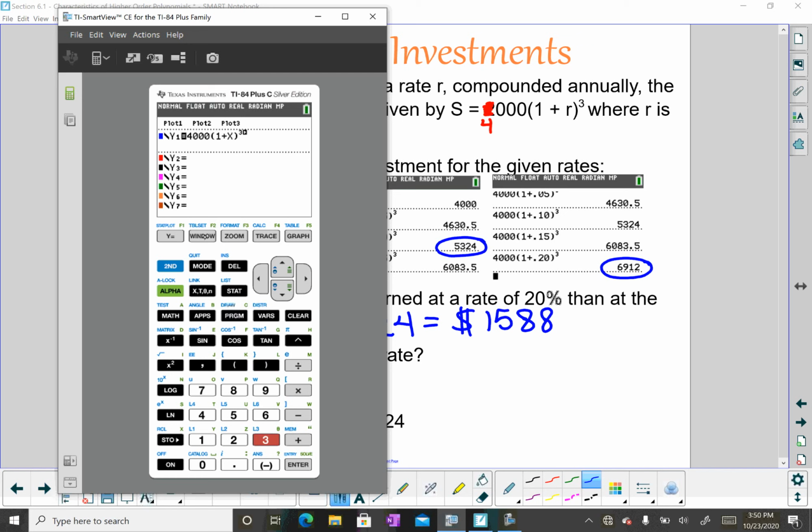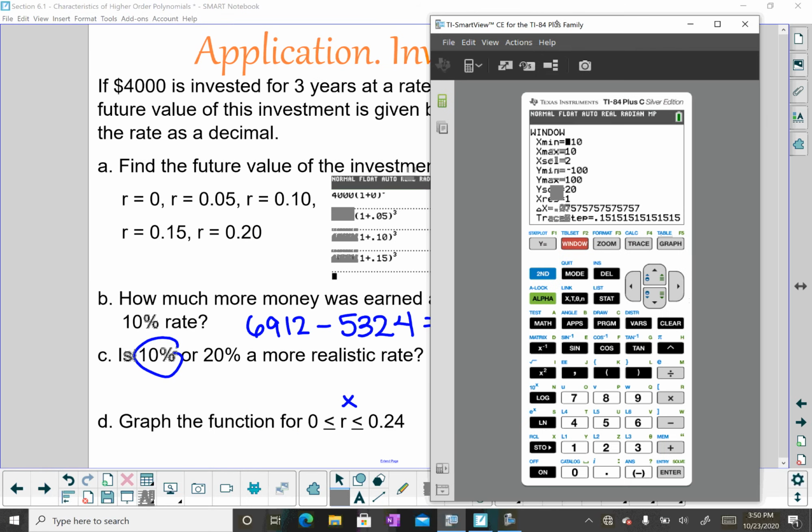Okay. In my window, we're going to change some numbers. The X's we're supposed to use, or the R's, are between 0 and 0.24. And then the X scale, you can count by whatever you want. Maybe it will count by 0.1, something like that. The Y values, Y here represents the value of the investment. So we know the lowest value of the investment can't be a negative number. That wouldn't make sense here. So I'm just going to say 0.